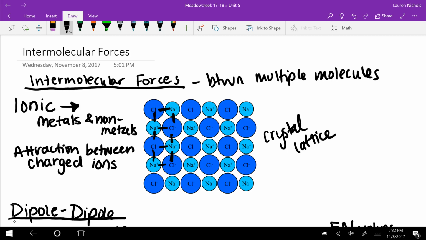So any type of ionic compound, so anything that has a metal and a nonmetal or has a polyatomic ion, will have ionic forces in there. And it's just that attraction between the negative and positive ions. Now, when we're looking at covalent compounds, we're going to be looking at three other types. So let's look at the first one.